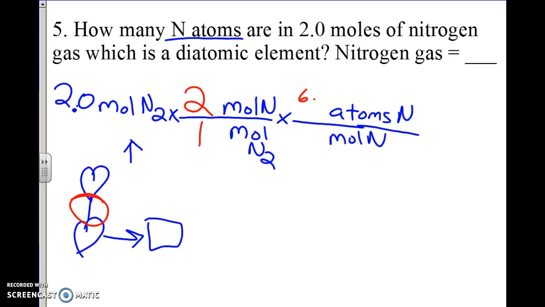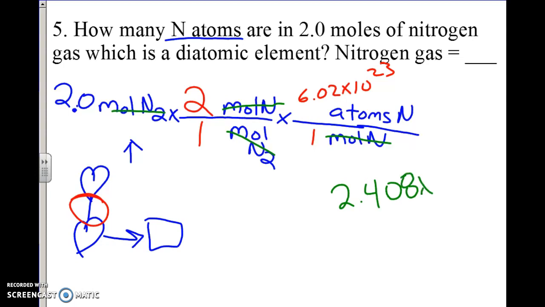So 6.02 times 10 to the 23rd atoms are in 1 mole. You look at our labels, this label cancels out with this label cancels out with this label, and we're left with atoms of nitrogen. Now you punch all that into your calculator, and you're going to get 2.408 times 10 to the 24th atoms of nitrogen.